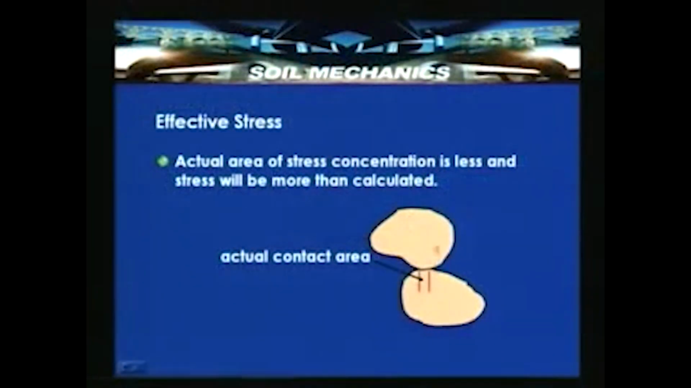That is what is shown here in this slide. Two grains with a contact area AC are shown here. The actual area of stress concentration is small and the stress will be more than the calculated. The actual contact area is very, very small, so at this point the stresses are very, very high. But what we generally determine is the stress acting over an imaginary area passing through the grains as well as through the voids, which can be filled with and without water.